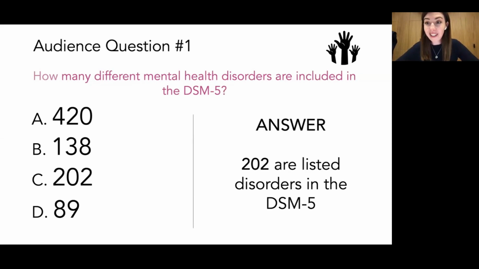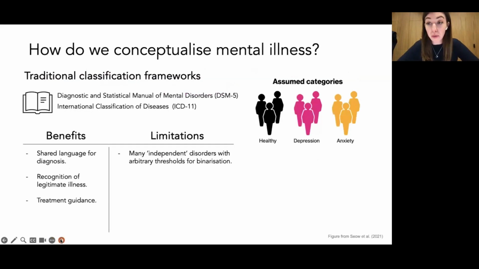disorders, and it sets the stage for the major limitations of this categorical diagnostic approach. 202 disorders are listed, and they're all assumed to be independent disorders with arbitrary thresholds for binarization. This basically means that with these disorders, you have to have a certain amount of criteria to meet the diagnosis.